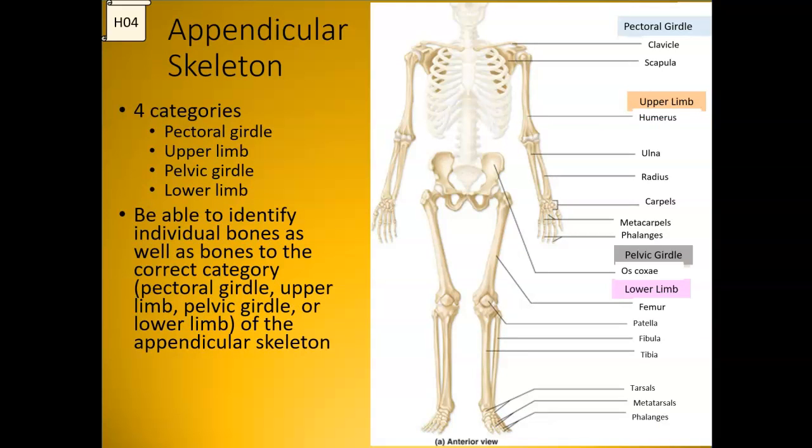Moving into the appendicular skeleton, it's broken up into 4 categories. We've got kind of our shoulders, which make the pectoral girdle. 2 bones in play there, the clavicle and the scapula. Then we've got our upper limb, so you can see all the bones that comprise your arm. It makes up your hips, your pelvic girdle, and then the lower limbs, which is your legs. So we'll go through each one of those in a little bit more detail here.